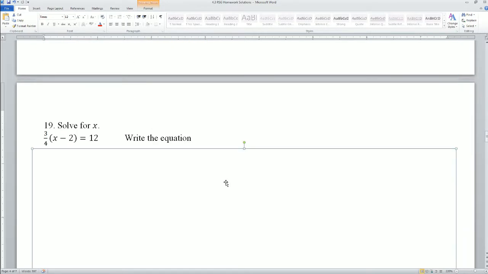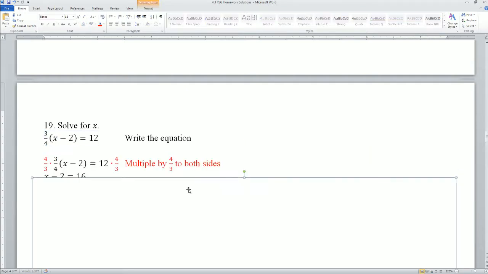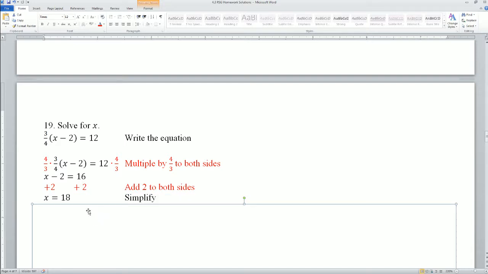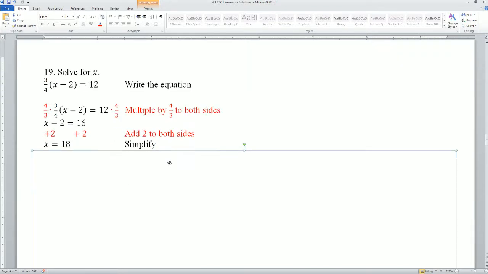19. 3/4 parentheses x minus 2, close the parentheses, equals 12. We've got to get rid of that 3 over 4. I'm going to do that in one step by multiplying both sides by 4 over 3, because that is the reciprocal. Simplify: x minus 2 equals 16. Add 2 to both sides. It's x equals 18.